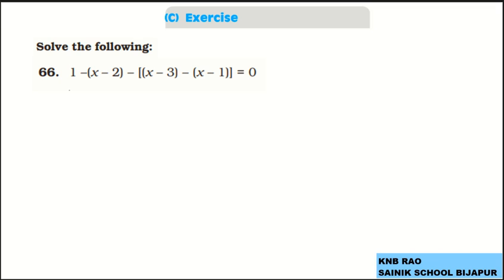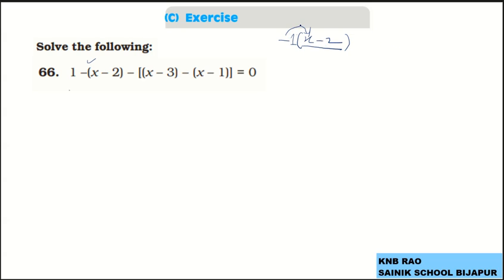So, continuing further from the question number 66, to solve this question we need to remove the bracket. While removing the bracket, what we need to remember is, when a negative sign removes the bracket, we multiply all the terms inside the bracket with this minus sign, which means minus 1. So, minus 1 multiplies to all the terms present inside.